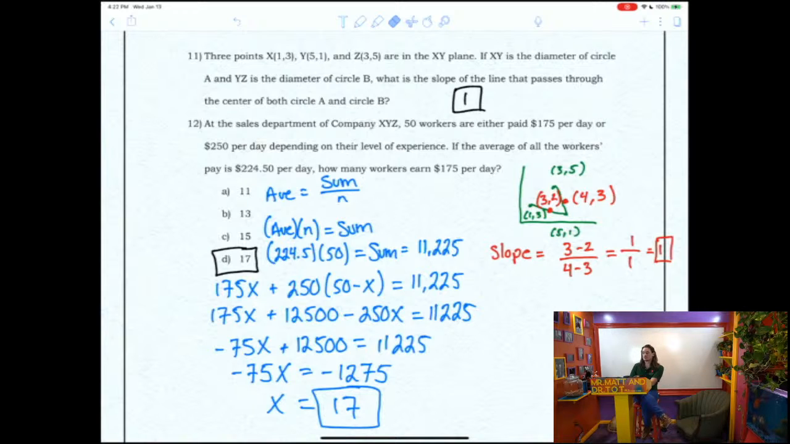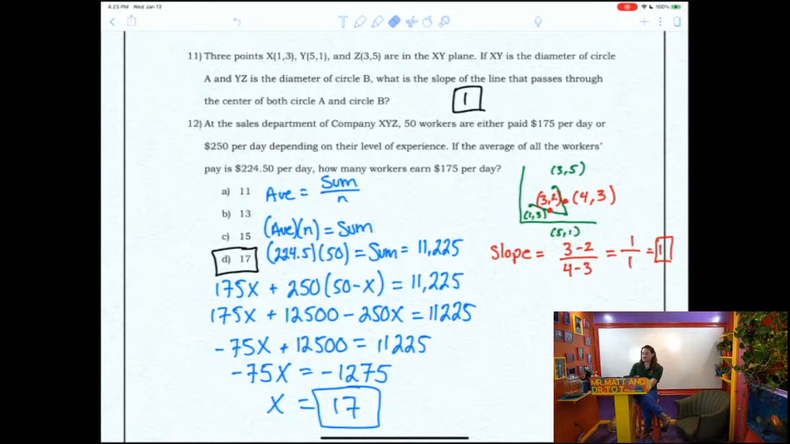If we know for number 12 that the average of all the workers is $224.50, and we know that there's a total of 50 workers, then we can take the average times the number in order to calculate the total sum, the cumulative sum of dollars earned by all workers every day. So 224.5 times 50 is going to give us a total sum of $11,225 every day, which allows us to write a sum equation using only one variable.